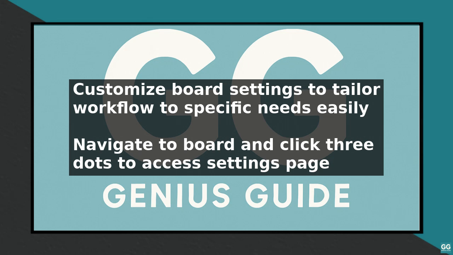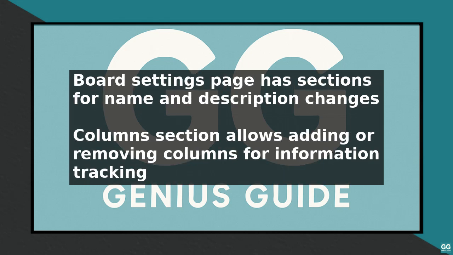The next section is Columns, where you can add, remove, and customize the columns on your board. Columns are used to track different types of information, such as task status, due dates, and priorities. To add a new column, click on the Add Column button and select the type of column you want to add.